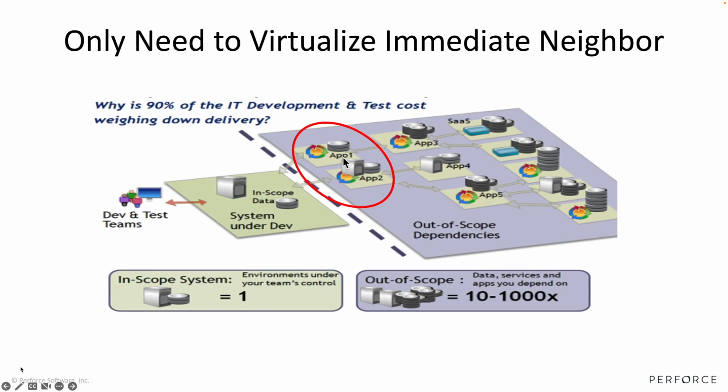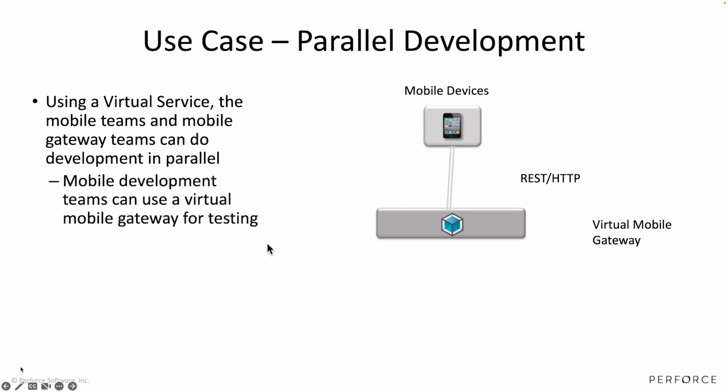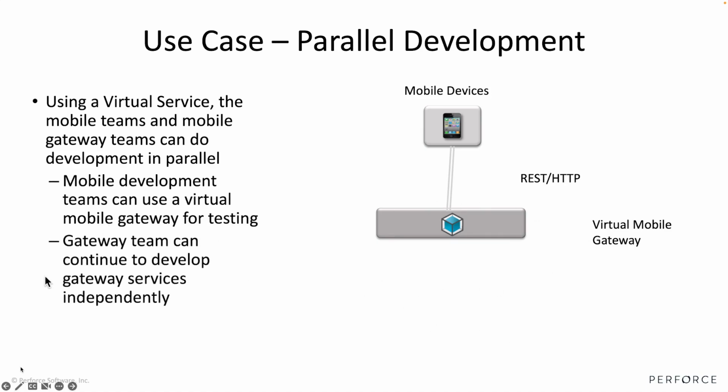So what are some use cases for using virtual services to replace mobile gateways? Well, one classic example is parallel development. In this case, we create a mobile virtual gateway so that the development teams have something to test against, while the team that's actually developing all of the mobile gateway services can continue to develop those services independently.